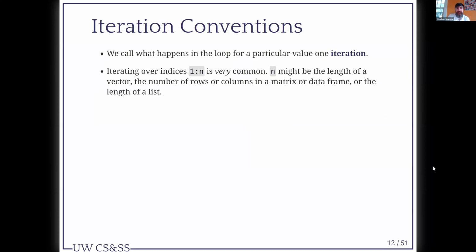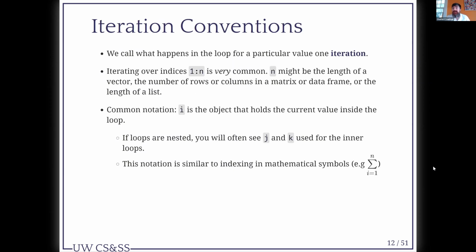Okay. So, common notation for loops. i will be an object that holds the current value inside the loop. This is really commonly done. So I did it before where I said for i in 1 to 10. If loops are nested, that is, you have a loop inside a loop, maybe inside another loop, it's common that people will use i, j, and k as you get deeper into multiple nested loops. Now, this sounds kind of odd and abstract, but if you spend any amount of time looking at math notation for statistics, you'll find that commonly used loop notation is identical to common mathematical operations.